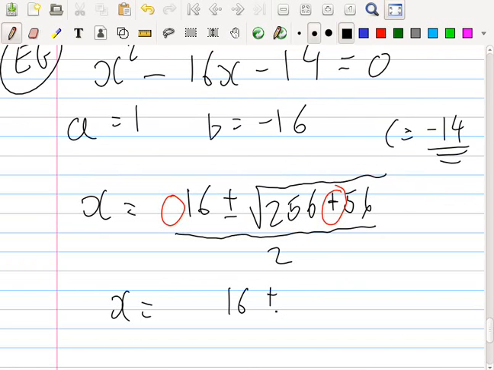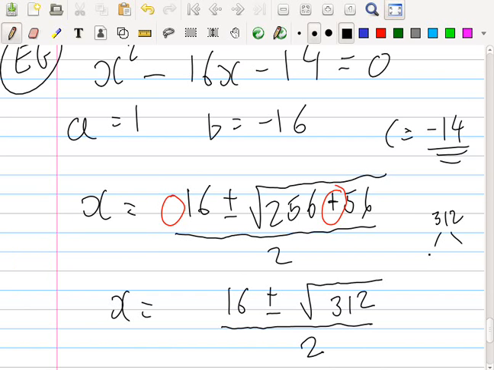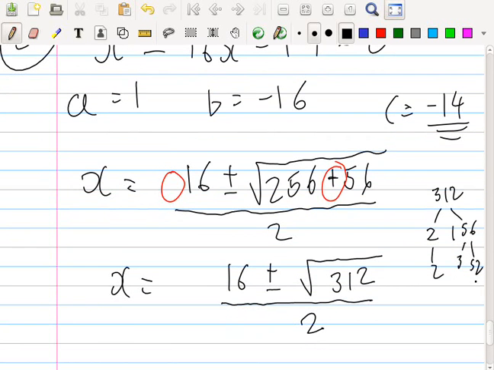16 plus or minus the square root of 312 over 2. Now I can tell you I don't think 312 will do anything nice here. So let's try and figure out 312. So 312 is 2 times 156. Is that right? Yes. 156 is 3 times 52. 52 is 26 times 2 or 13 times 4.